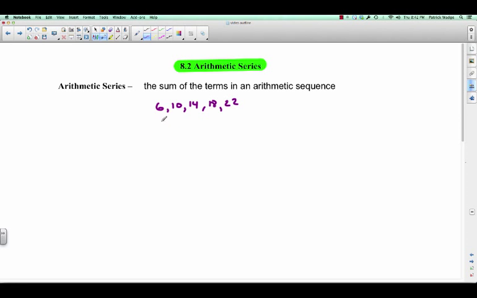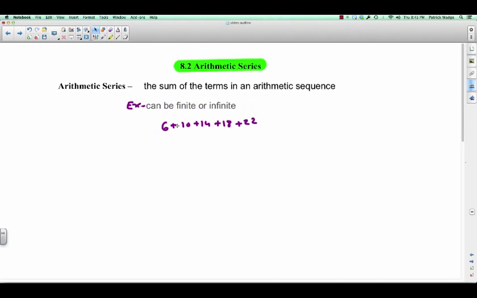Want it to be a series? Here's all you do. Just make it 6 plus 10 plus 14 plus 18 plus 22. It's really that simple. If you take a sequence and just add all the terms together, you end up with a series. So let's get rid of this so you don't get confused and move this up, and we have our example right there of an arithmetic series.